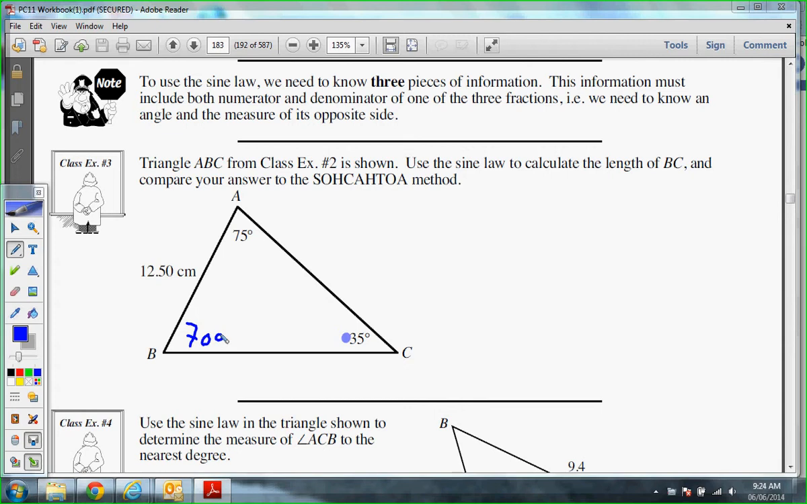It says triangle ABC from class example number 2 is shown. Use the sine law to calculate the answer. So we already did this problem, but we're going to use sine law to get the answer. So I have angle C and side C. Okay, it wants me to find BC. I want to take 75 and little a, excuse me. So what we're going to be using is this part, and let me write the whole thing real quick.